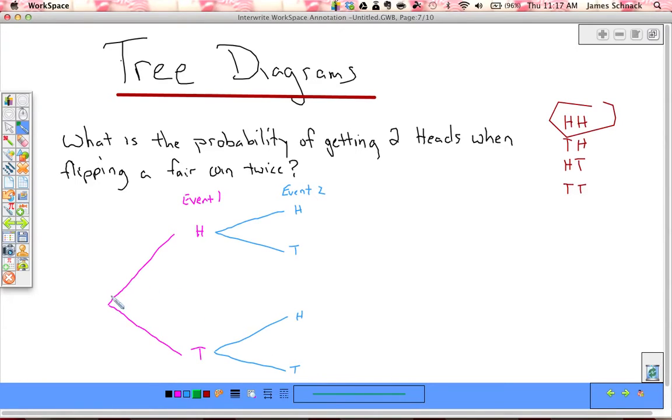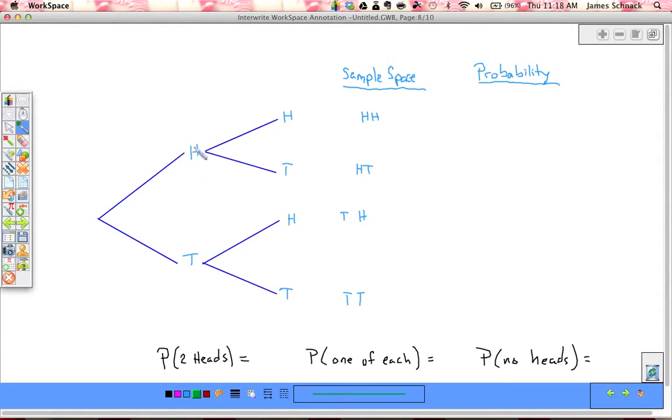From here we can see our sample space simply by following the branches of the tree: head, head, head, tail, tail, head, or tail, tail. And we can list our sample space from that. Okay, great. How does that help us with probability? A lot of times we'll label our branches with the probability of each event.